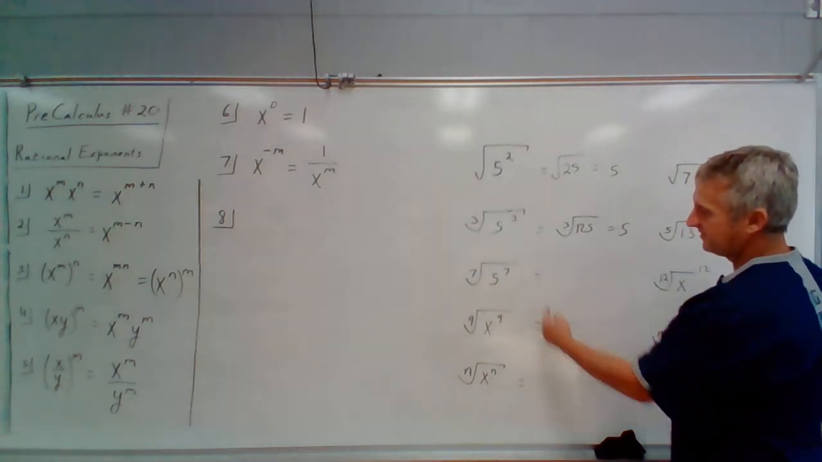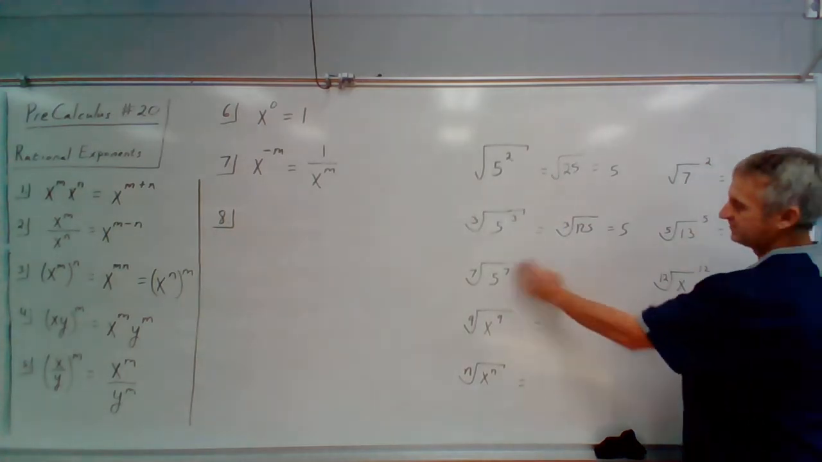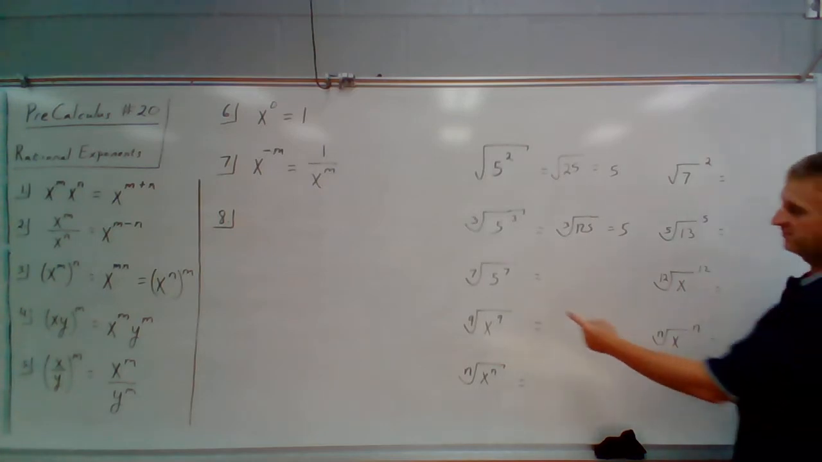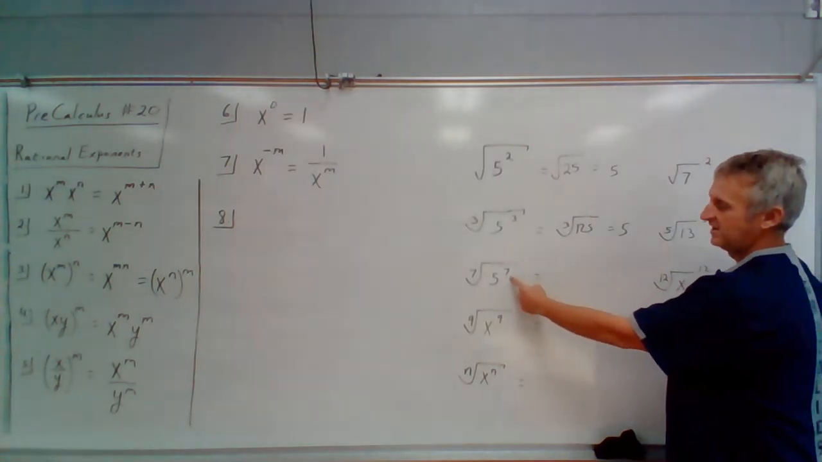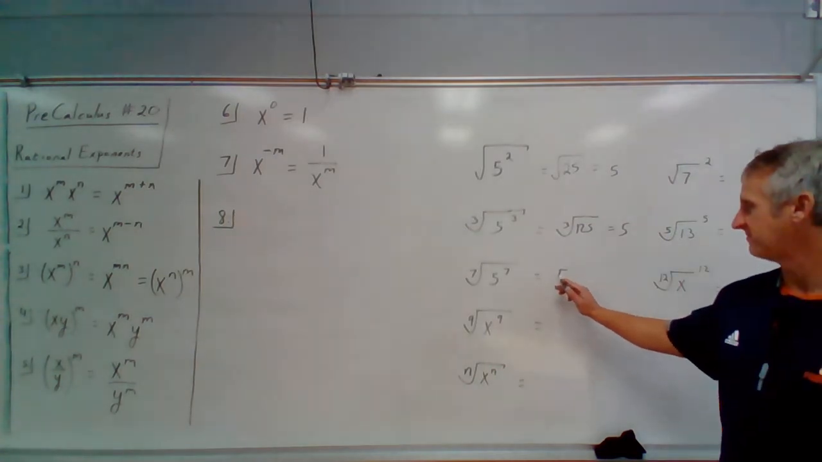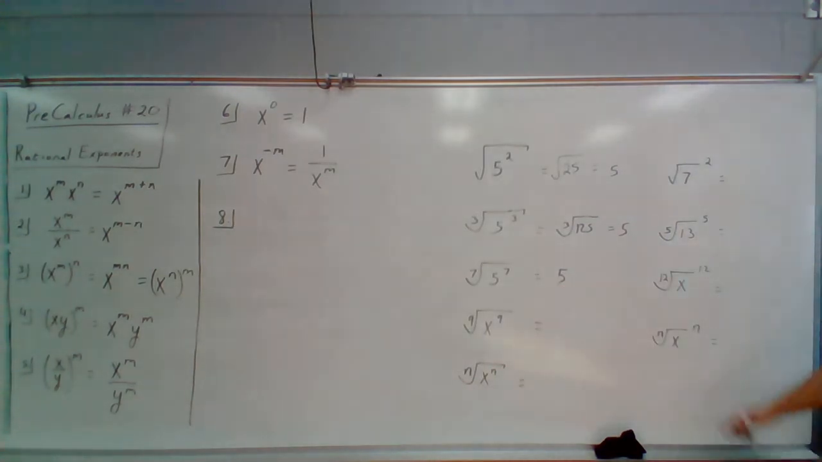Okay, now let's try this one. The 7th root of 5 to the 7th. Now, I have no idea what 5 to the 7th power is, but I do know that if I raise 5 to the 7th, and then I take the 7th root of that huge number, I would get 5. I don't know why I made all those examples be 5. I could use some different numbers for variety.